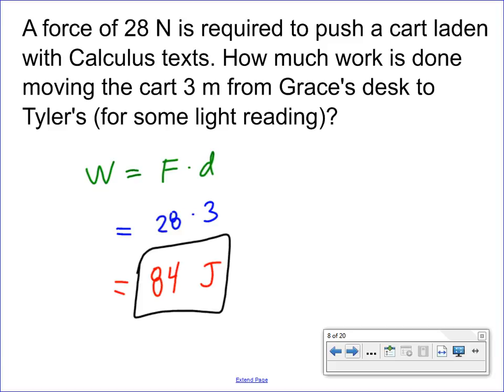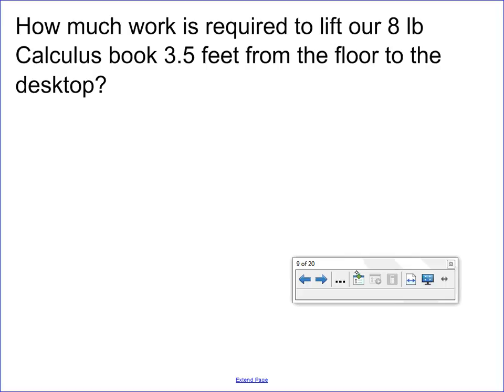Okay. Oh, British units you say? How much work is required to lift our 8-pound calculus book 3.5 feet from the floor to the desktop, which is now looking more like 3.25 feet. I was at home. I couldn't see a desk from home. So how much work is required to lift our 8-pound calculus book 3.5 feet from the floor to the desktop?